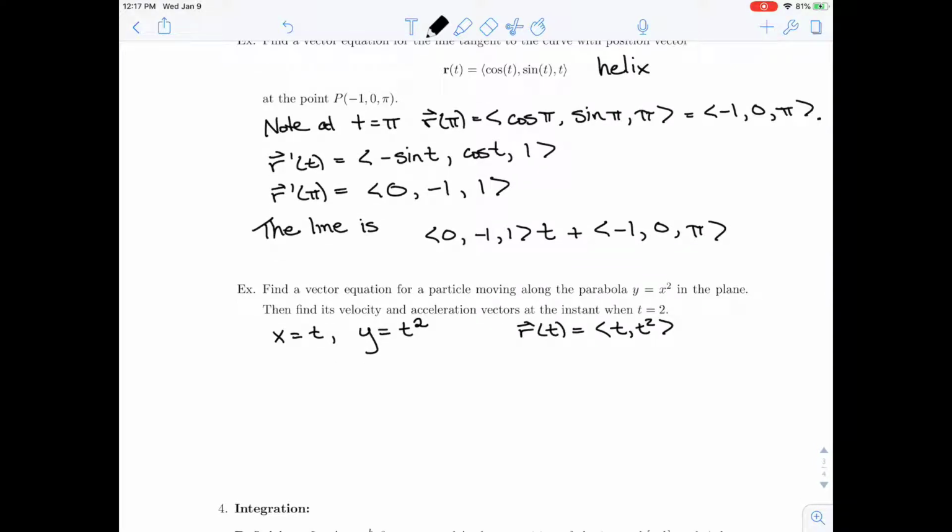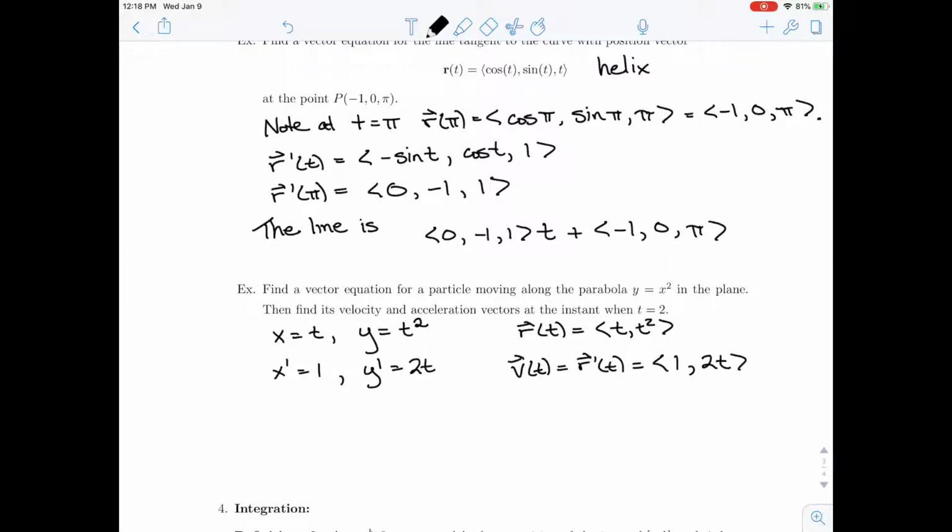And then we want to find the velocity and acceleration vectors when time t equals 2. Okay, so we want to find velocity, which I'll write as v, is the derivative of position. So what's the derivative of position? Well, we need to take the derivative of the two components. So x prime happens to be 1 and y prime is 2t. So the velocity vector is going to be the vector 1, 2t.